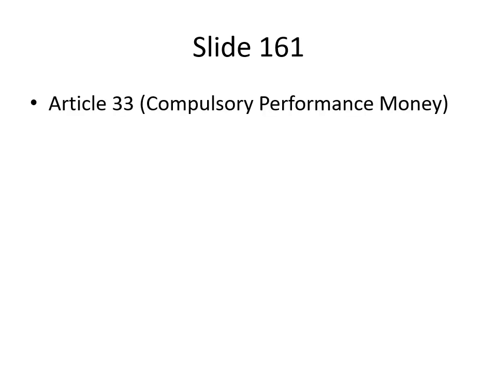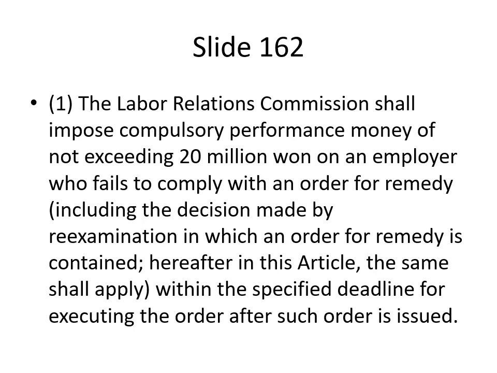Article 33, Compulsory Performance Money. 1. The Labor Relations Commission shall impose compulsory performance money of not exceeding 20 million won on an employer who fails to comply with an order for remedy, including the decision made by re-examination in which an order for remedy is contained (hereafter in this article, the same shall apply), within the specified deadline for executing the order after such order is issued.